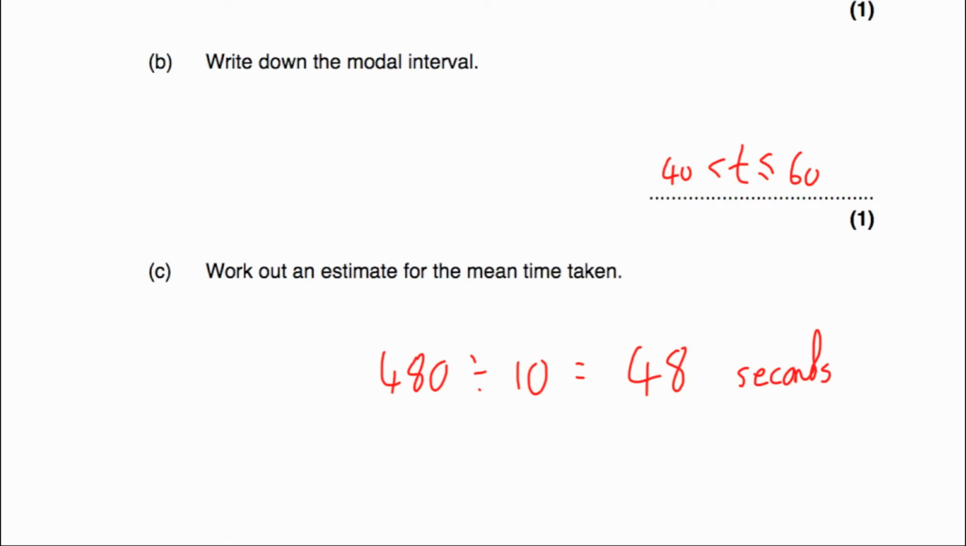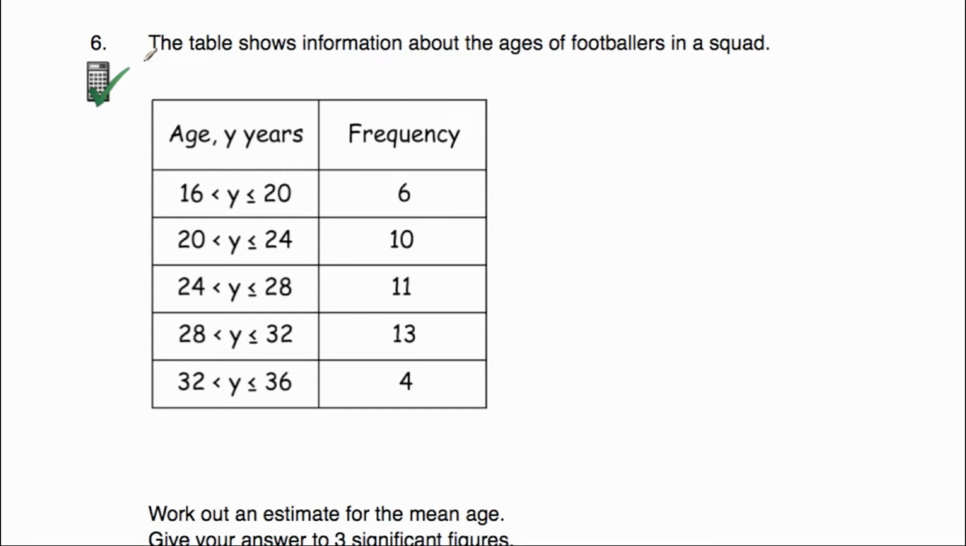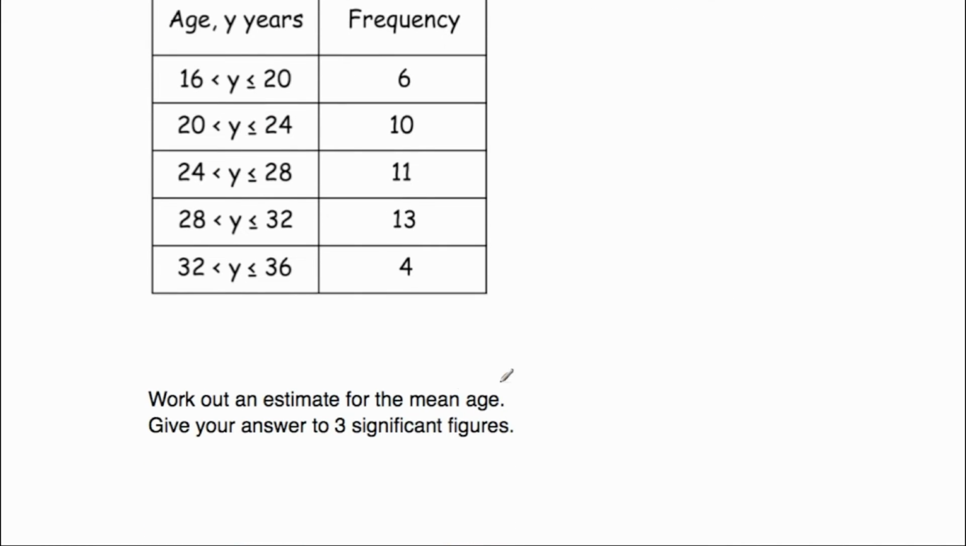Okay, let's have a look at our next question. Question number 6 says the table shows information about the ages of footballers in the squad. So we've got their ages. Our first group is that the age Y is bigger than 16 but less than or equal to 20, bigger than 20 but less than or equal to 24, and so on. And we've got their frequencies. The question says, work out an estimate of the mean age, give your answer to 3 significant figures.